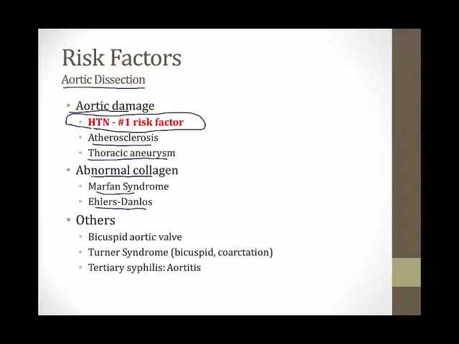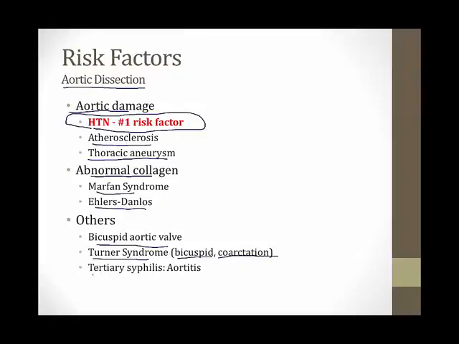And then finally, there are other risk factors. The bicuspid aortic valve predisposes to aortic dissection, as we just discussed. Patients with the Turner syndrome often have a bicuspid aortic valve and or a coarctation. For this reason, they often develop aortic dissection. And in fact, that's a common mode of death among people born with the Turner syndrome.